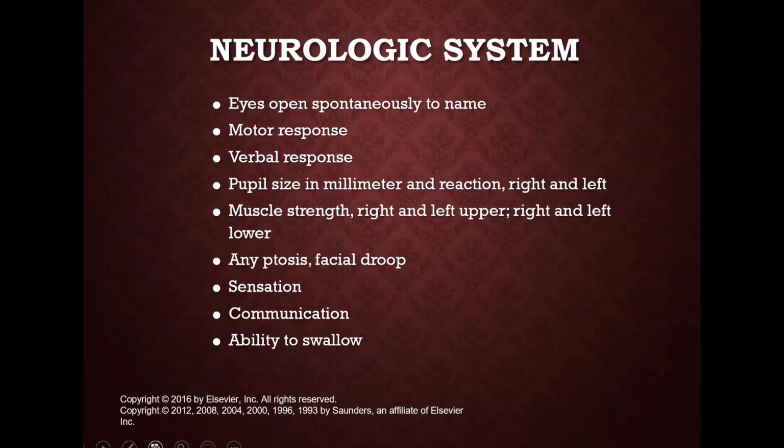You're going to look at the neurological system, of course. You're going to look for ptosis, facial droop, motor, verbal response, if the pupils are reacting, and whether or not they have muscle strength. You're going to look at how they communicate, whether or not they can feel adequately.